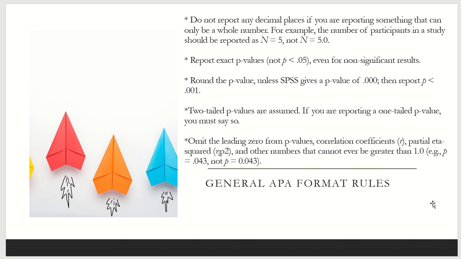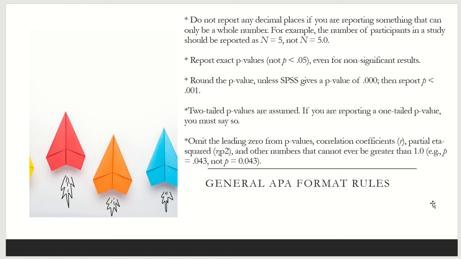And then report the exact p-value also. Even if you are reporting non-significant results, you should write the exact p-value. And round the p-value unless SPSS gives you a p-value of 0.000, then just write it as p less than 0.001. Also, two-tailed p-values are assumed when you're reporting SPSS results. If you're reporting a one-tailed t-test, then you should explicitly say that you're reporting for a one-tailed t-test.